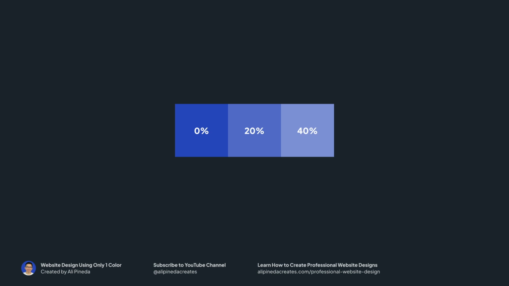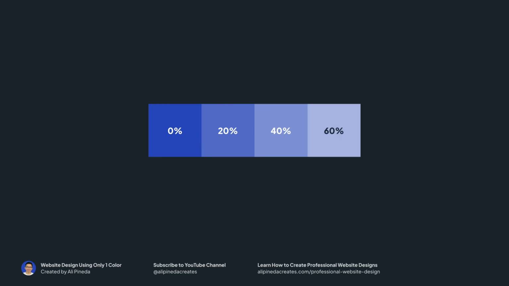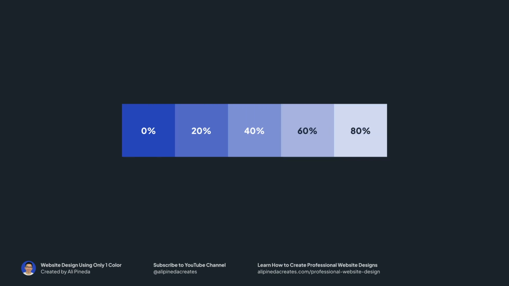To create a tint, we need to combine our chosen color with the color white. Here is our chosen color with 0% white added. Next, we have our chosen color with 20% white added. You will immediately start to notice the white being added to our chosen color. Next, we have 40% white added, 60% white added, and 80% white added. We are now done creating our tints.